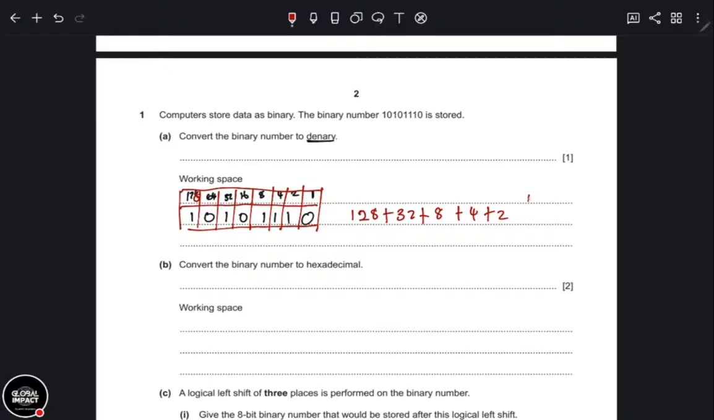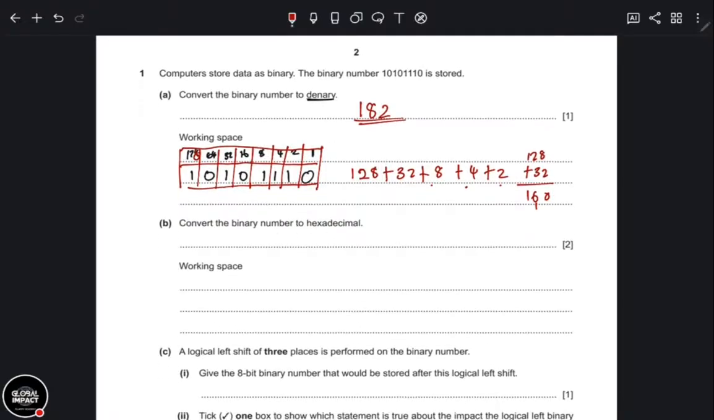Let's start: 128 plus 32. This is the hard one, okay? That's 10, 0, carry 1. That's 5, 6. That's 168. Then we add 8. That's 176 plus 4. That's 180 plus 2. That's 182. So you get 182. You have no calculator, so you need to be able to work it out. You can even do it with a pencil somewhere.